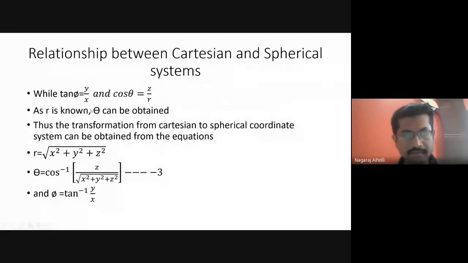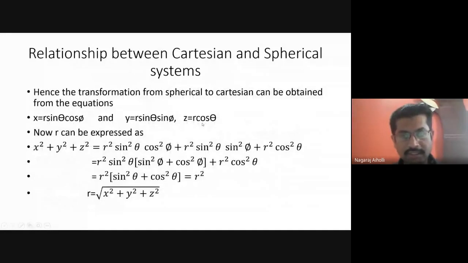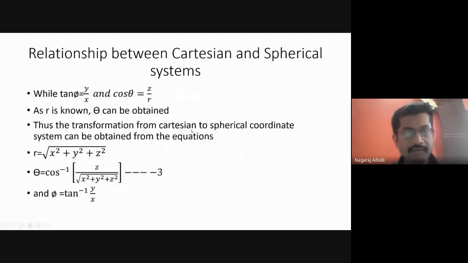Then, for cos theta, we have already written that z is equal to r cos theta. Therefore, cos theta is just z by r. If r is known, then theta can be obtained. How? Look here, r is given by the square root of x square plus y square plus z square. Theta is cos inverse of z by r, where r is the square root of x square plus y square plus z square. Like this, we'll be able to find r, theta and phi.